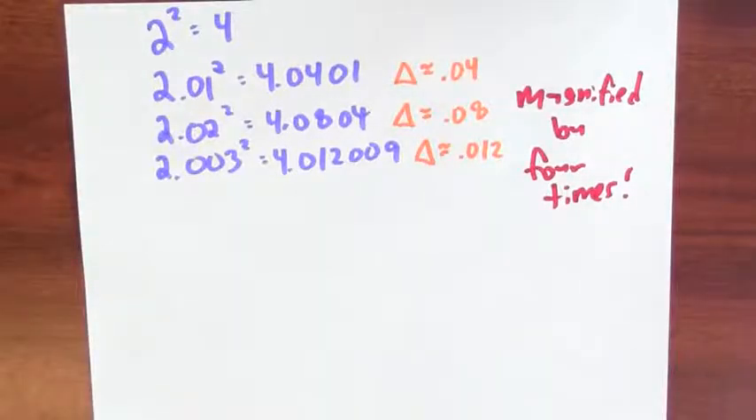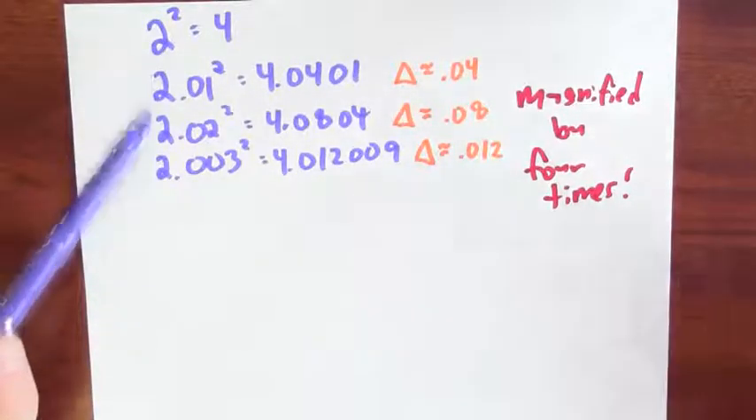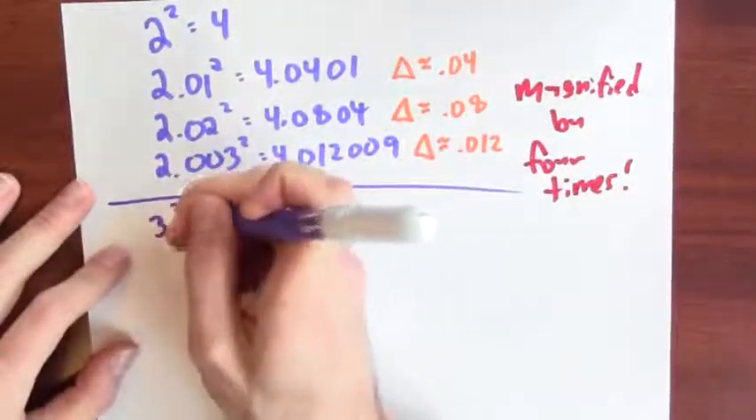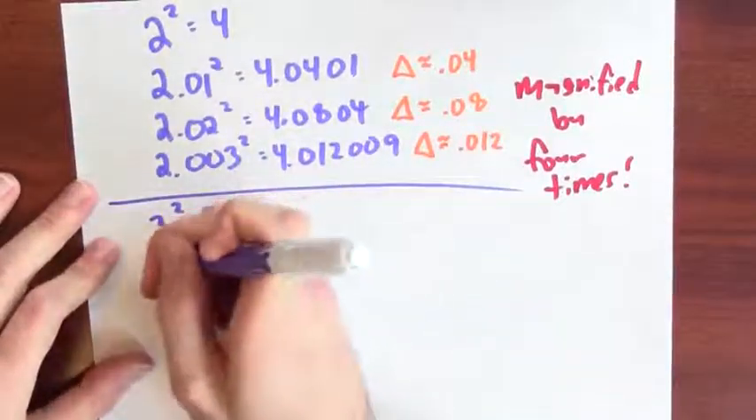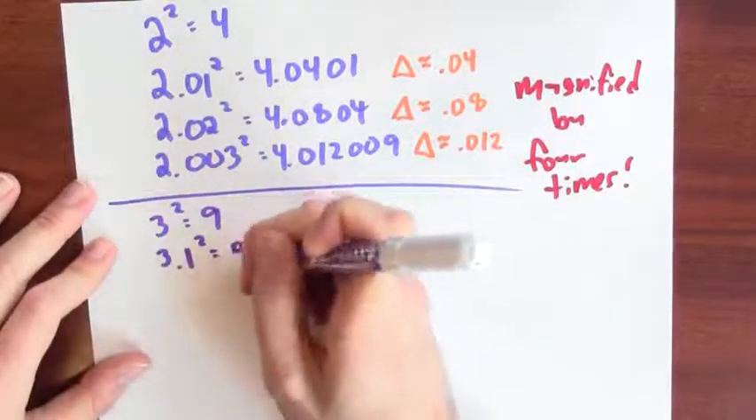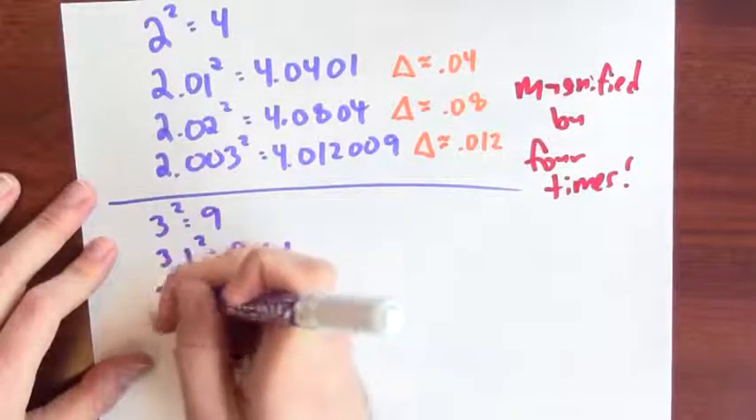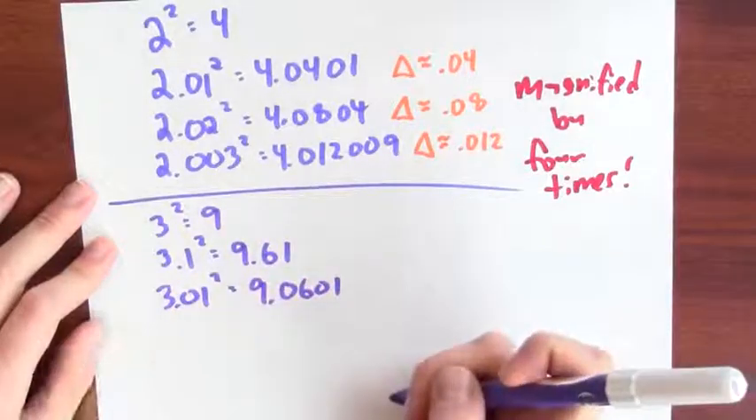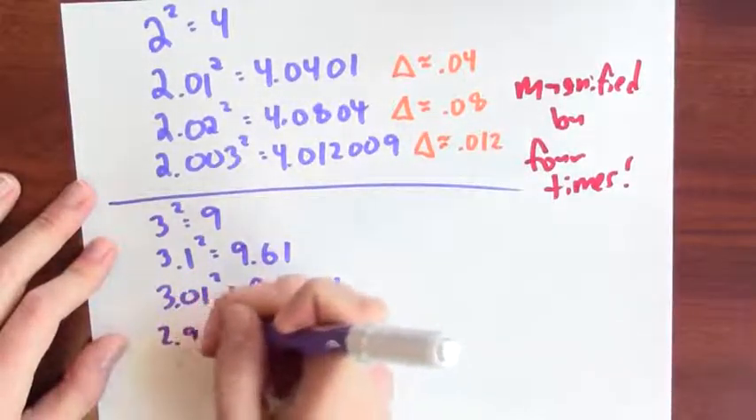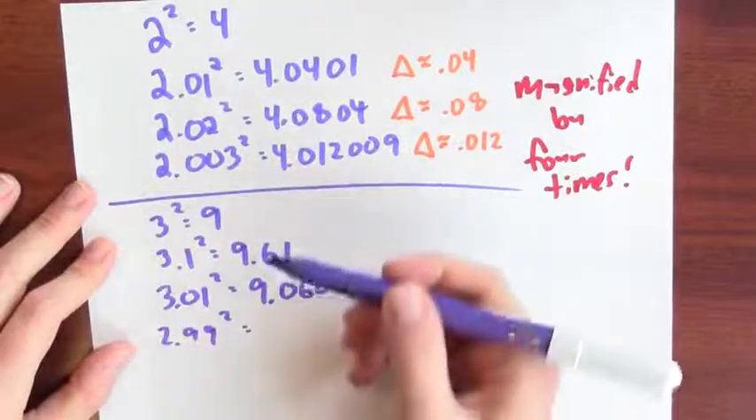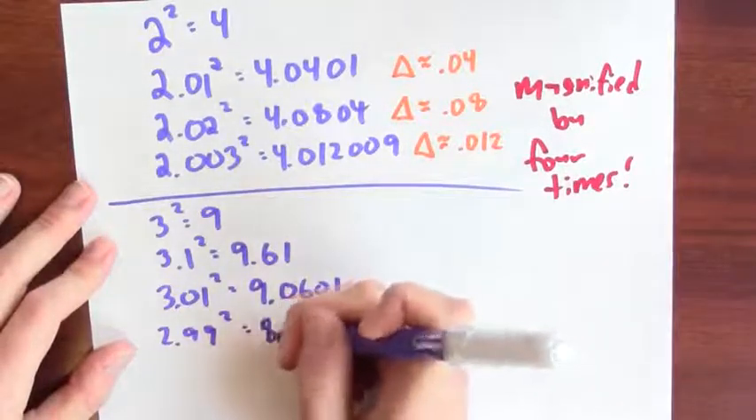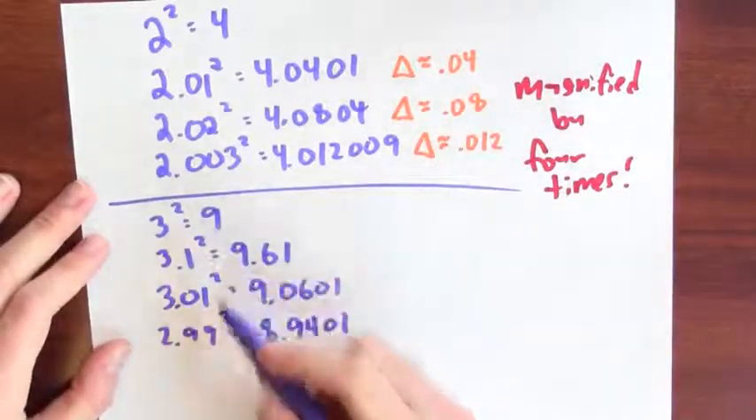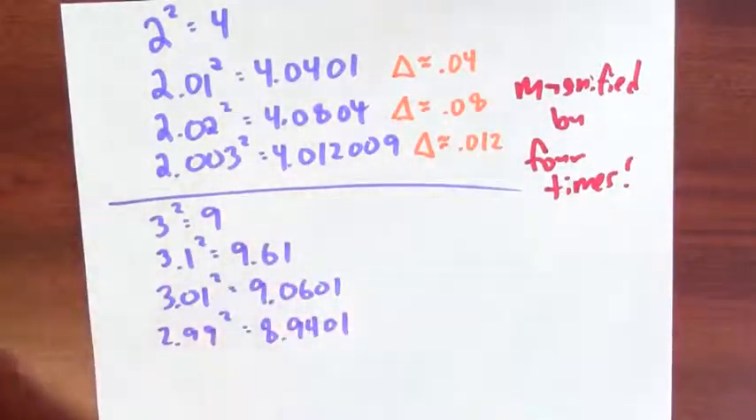Let's see this at a different input point. Instead of plugging in 2, let's plug in 3 and see what happens. So 3 squared is 9, but what's, say, 3.1 squared? That's 9.61. Or what's 3.01 squared? Well, that's 9.0601. Maybe wiggle down a little bit. What's 2.99 squared? That's close to 3, but wiggling down by 0.01. That's 8.9401.